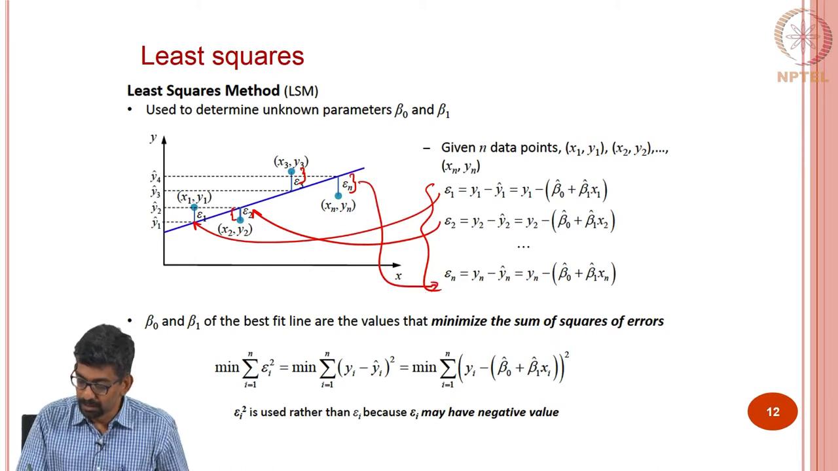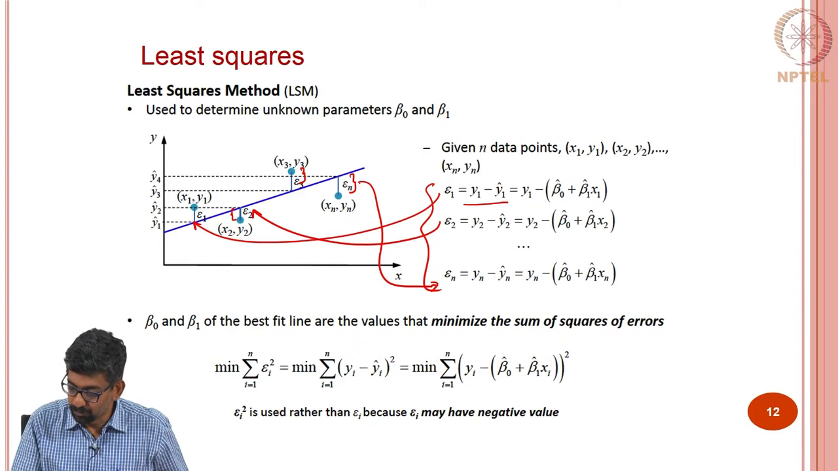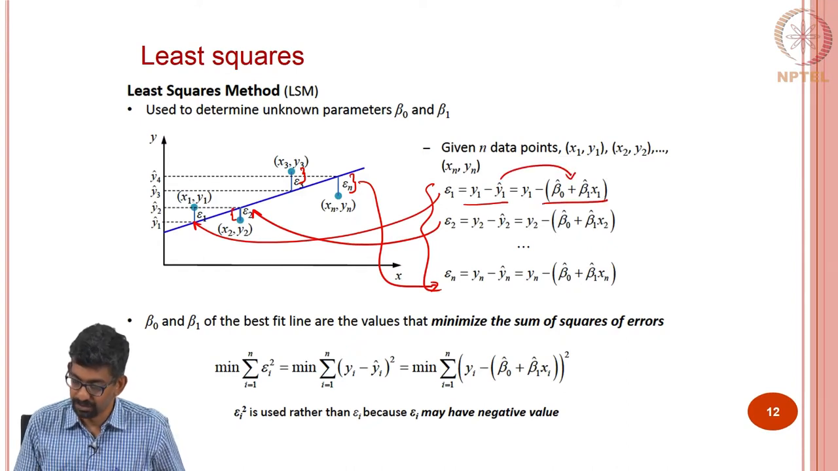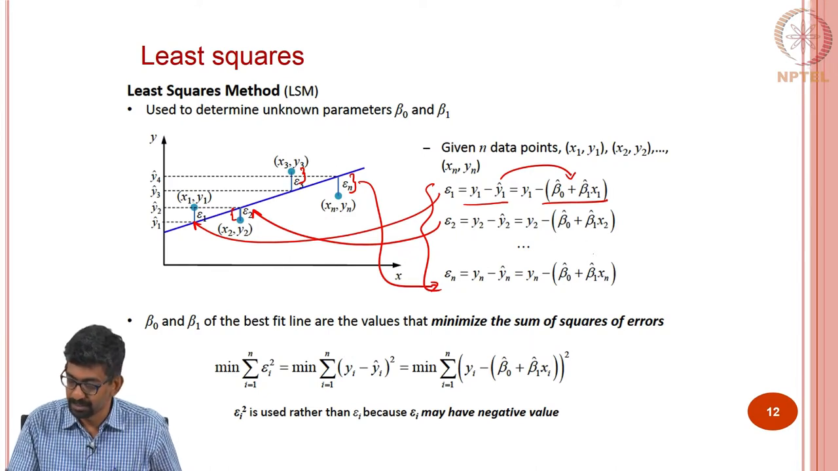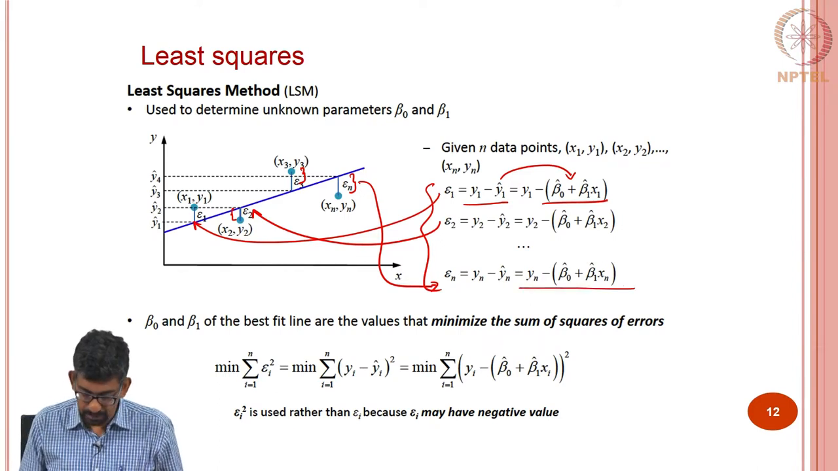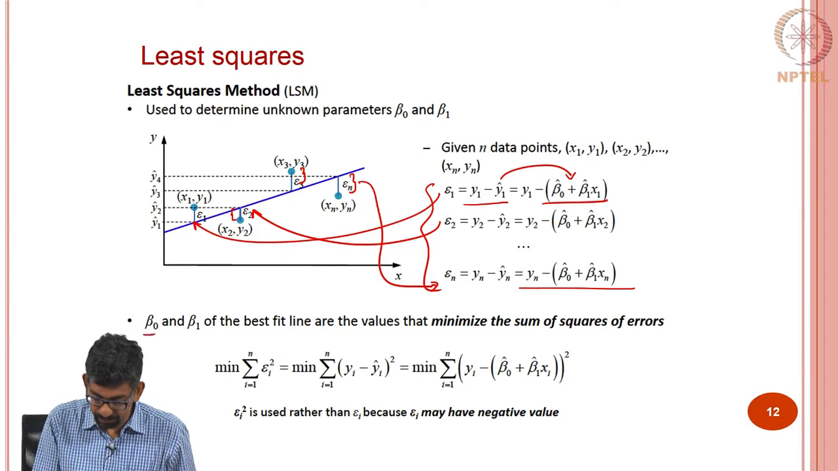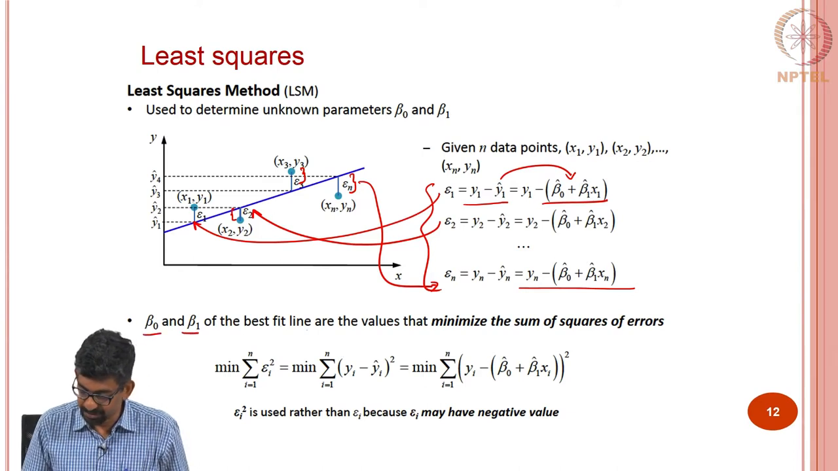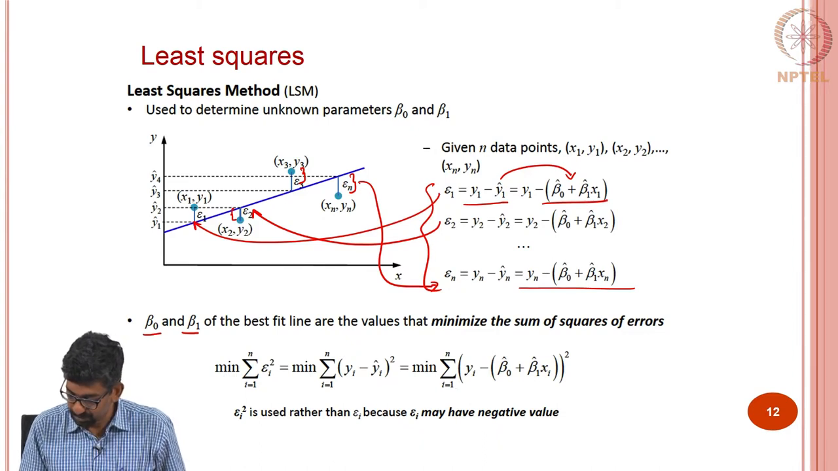Now, y1 minus this guy is this. How did I get y1 hat? Because I knew the form, beta naught hat plus beta 1 hat x1. This beta 1 hat and beta naught hat are the same for all of them. I am just changing only my x1, x2, xn. Now, what I am going to do is this. The beta naught and beta 1 of the best fit line are the values that minimize the sum of the squares. So, I am just writing them as error squared and summing them like this.